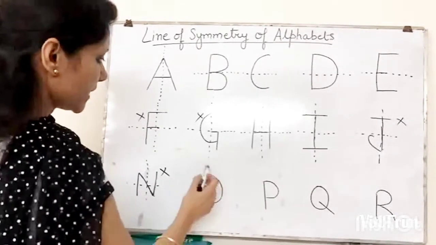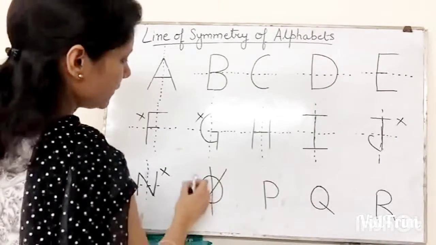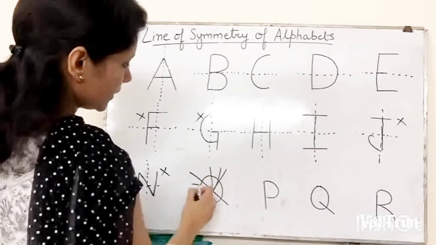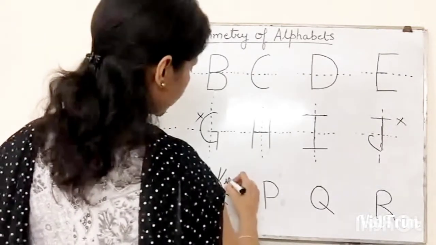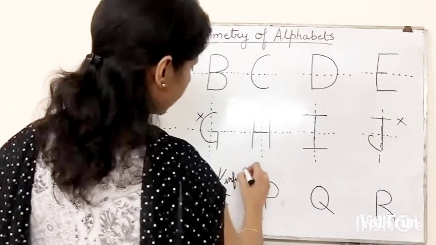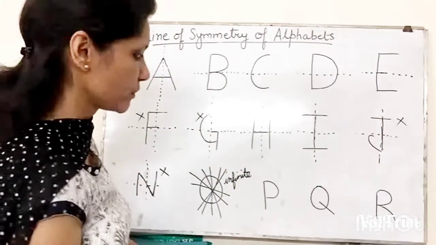Alphabet O, because it's a complete circle, so if you fold it in any way, the two parts would overlap each other. So alphabet O possesses infinite number of lines of symmetry or endless lines of symmetry.